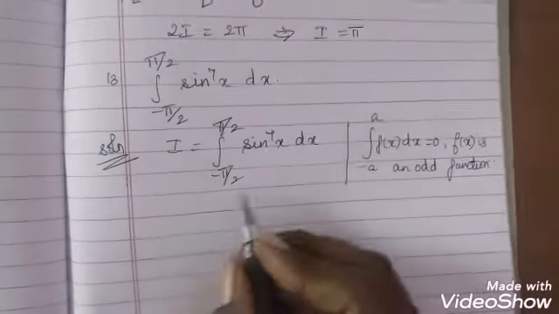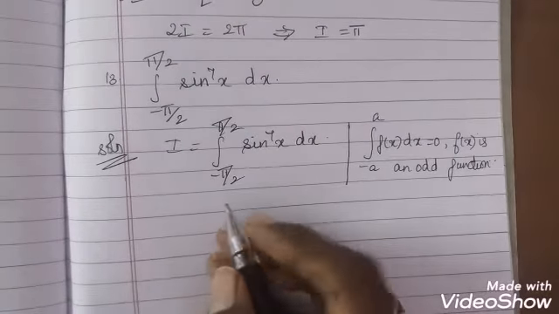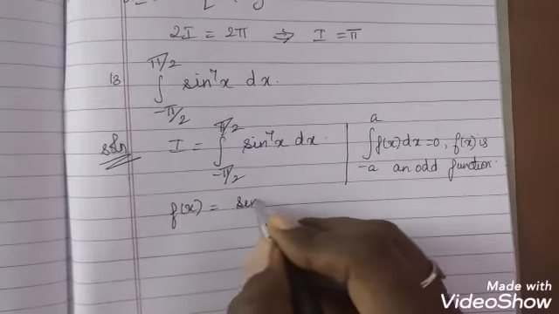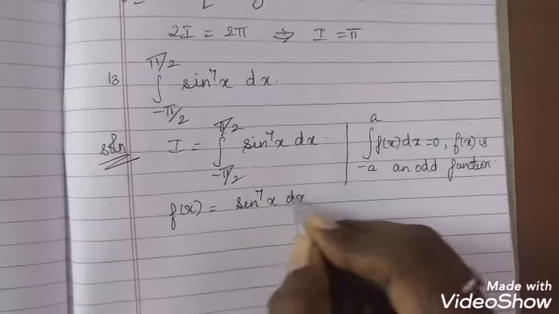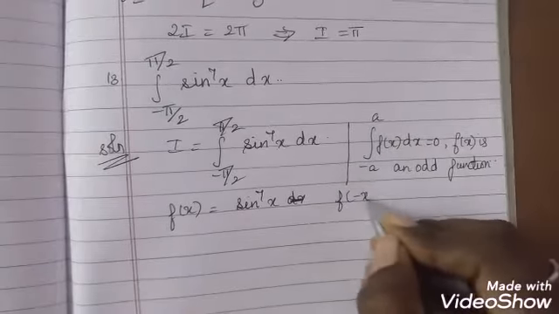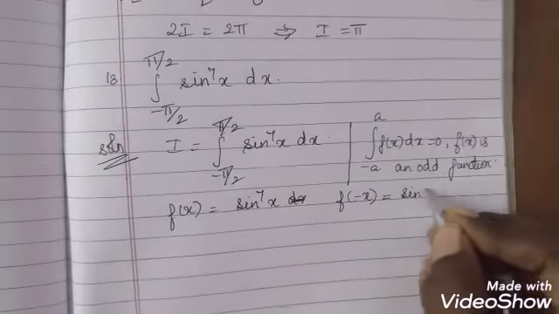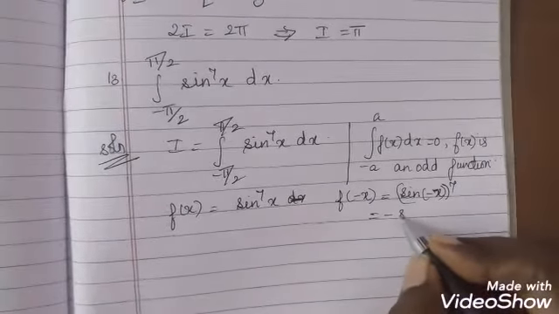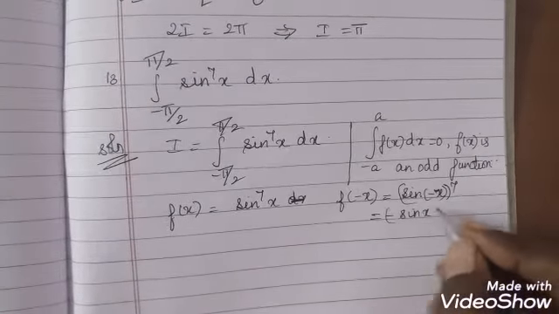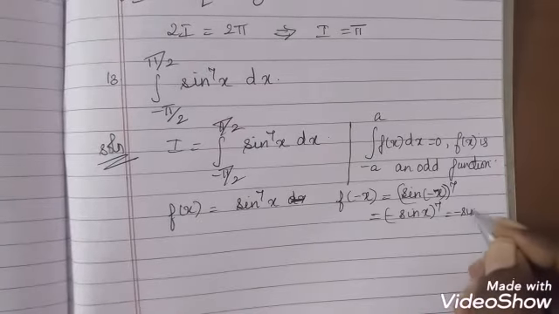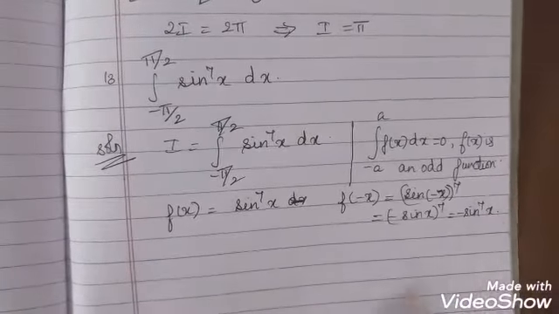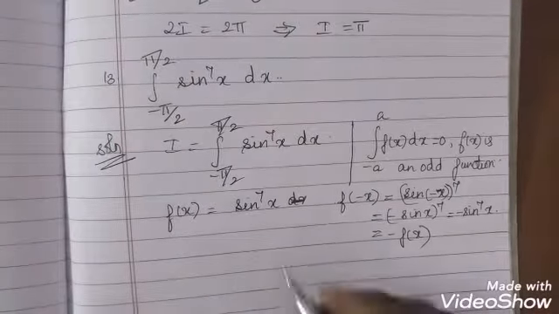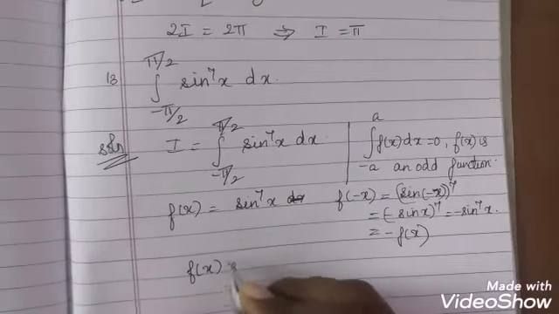So how do you write in this case? Here, f of x is equal to sine power 7x. What is f of minus x equal to? f of minus x is equal to sine of minus x the whole power 7. So how do I write this? It's minus sine x the whole power 7. So it is equal to minus sine power 7x. What is this equal to here? It's equal to minus f of x. So what can I say here? Your f of x is said to be an odd function.